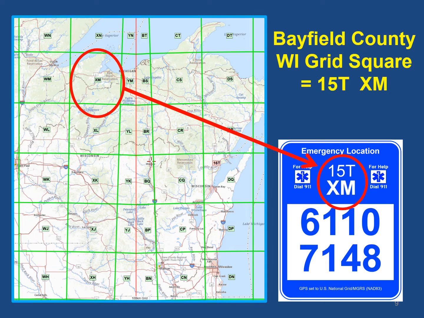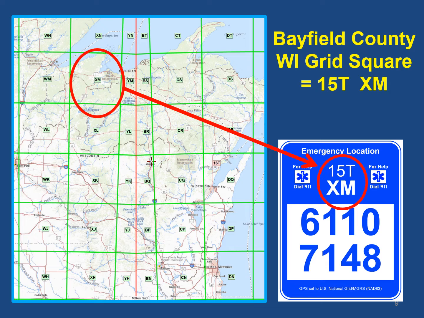The ELMs include the grid zone of 15T in this case, the 100-kilometer grid square of XM, and the coordinates in the white box below. Since Bayfield County, Wisconsin is mostly within the grid square of 15TXM, only the 8-digit coordinates in the box below are normally needed to give the location.